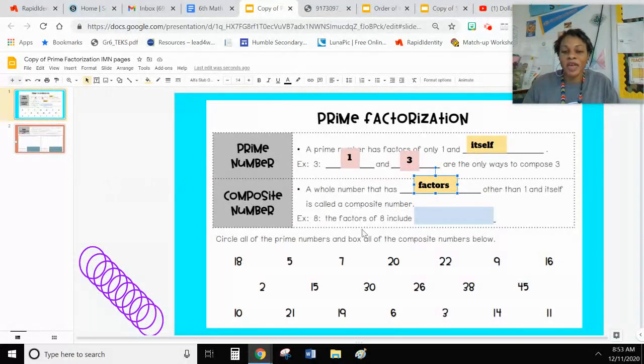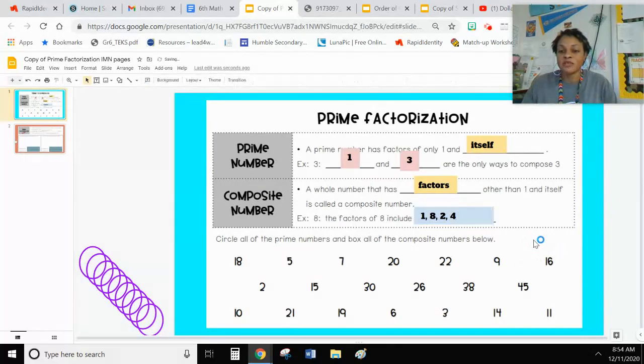Example, 8. The factors of 8 include 1 times 8, 2 times 4. Those are the factors of 8. So there are 4 factors for 8, so thus 8 is composite. Circle all of the prime numbers and box all of the composite numbers. Well, we're just going to circle the prime.